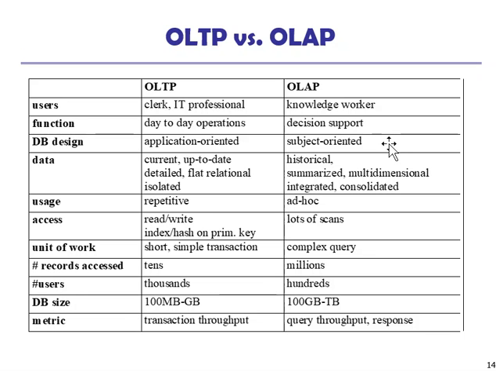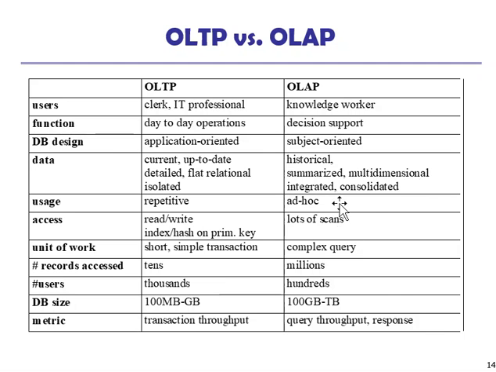So the data is organized around a major subject that supports a certain kind of decision. Data are historical, summarized, aggregated, multi-dimensional data, and we're going to look at how the data is organized in a multi-dimensional sense in the following slides.